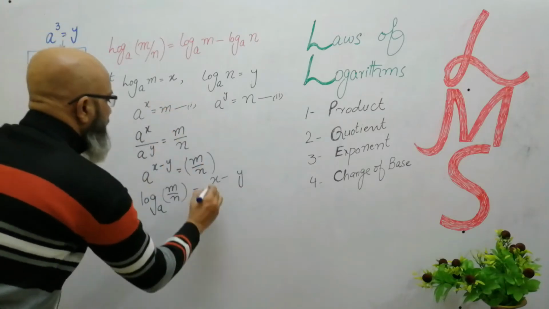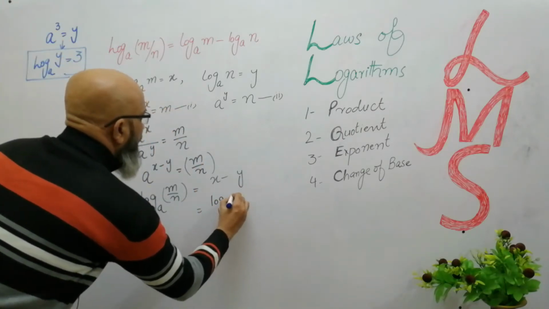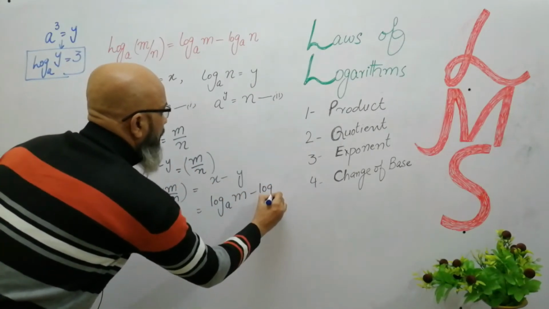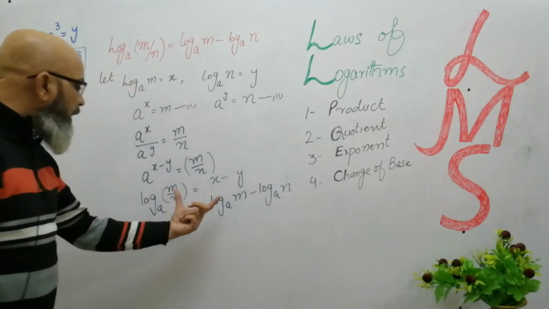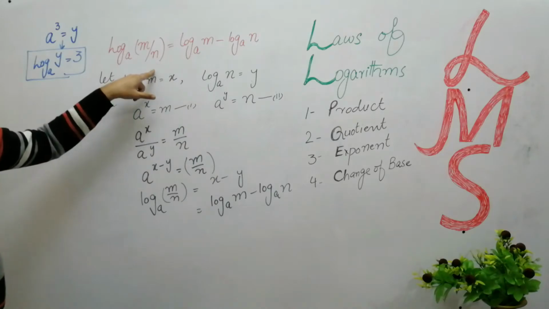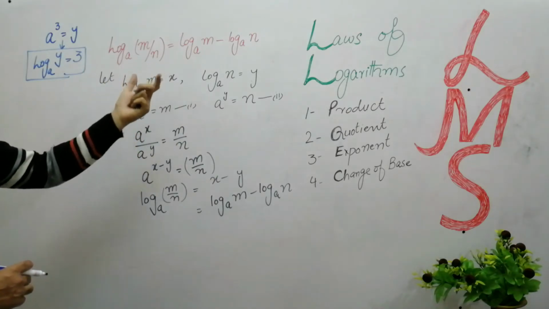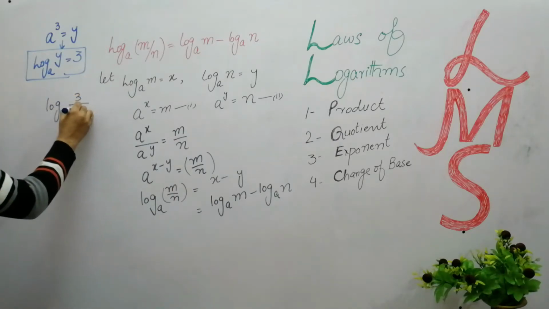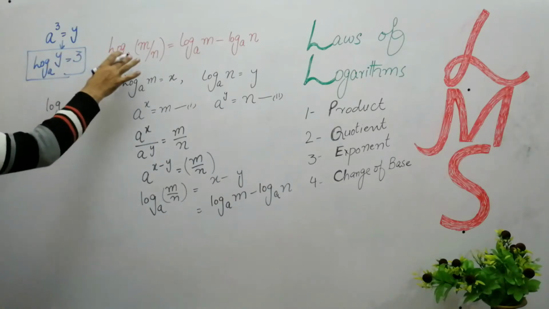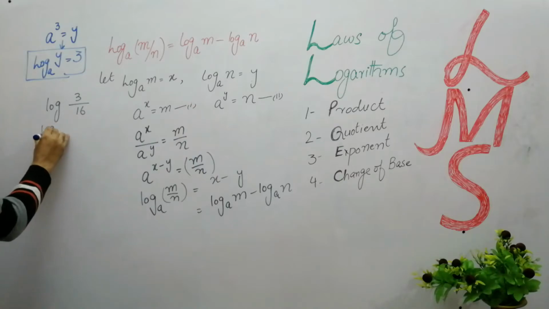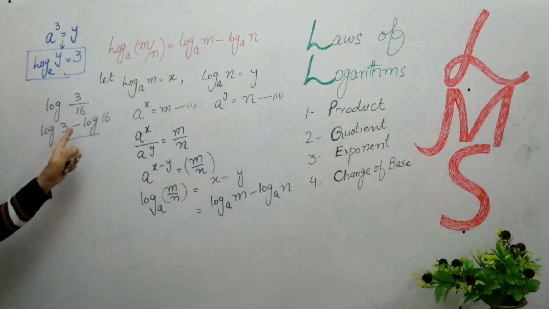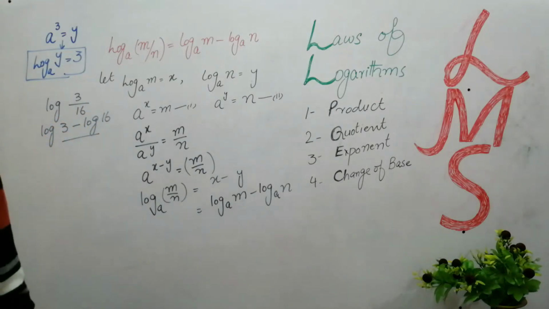So what is the value of x? That is log a m minus log a n. और यही आपने प्रूव करना था. That is your second law of quotient. So इसकी implementation कैसे होगी? With a simple example, if we have log of 3 over 16, according to the second law we will write it this way: log 3 minus log 16, which means quotient changes into negative.